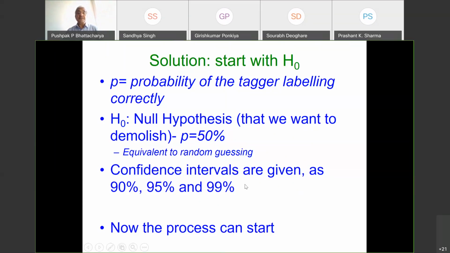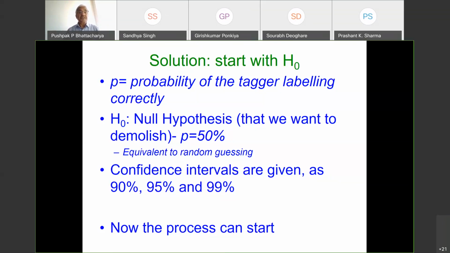Now the confidence interval also is the parallel entity which is in my hand. This is also a design parameter. The first design parameter is the null hypothesis. The second design parameter is the confidence interval which I am choosing. And I am choosing 90%, 95%, and 99%. Now the process will start and we will observe how the process unfolds.